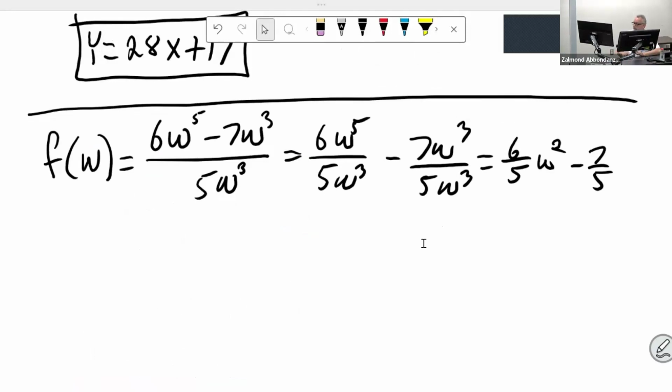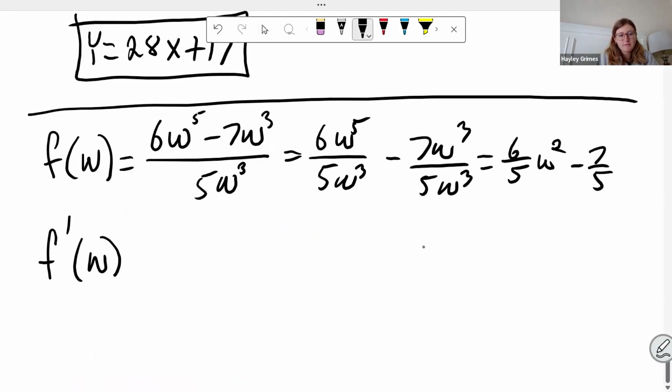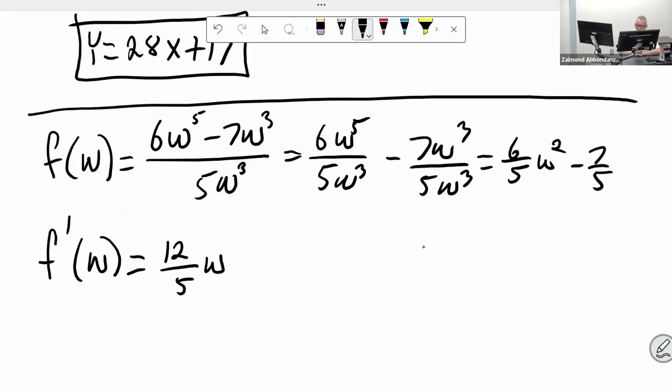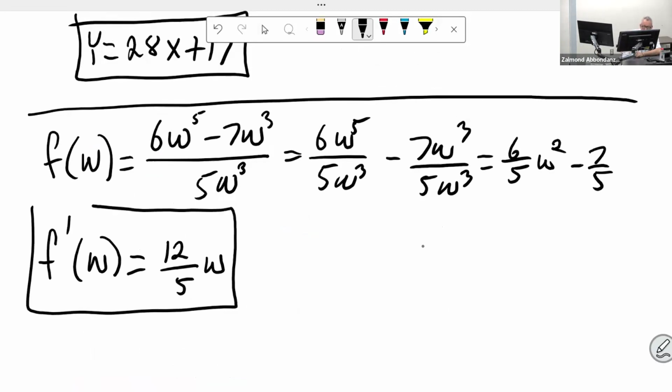There's the function simplified. The derivative, using the power rule on that simplified version, is going to be 12/5 w. That's it, because the derivative of negative 7/5 is just 0. And there we go. So the first thing you should always do is see if you can simplify, rewrite the function and put it in a simpler form. We could have used the quotient rule and we would have gotten the same answer. It just would have been a lot more difficult, I think.